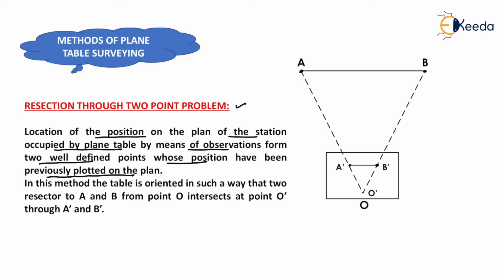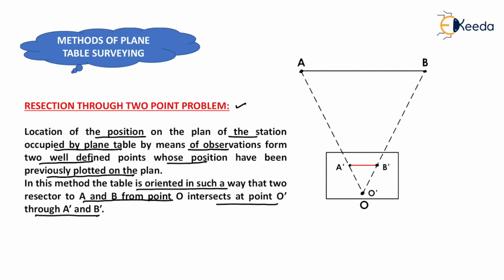Now in this method the table is oriented in such a way that the two rays to A and B from point O intersect at point O dash, which is shown here, through A dash and B dash. In this way, by drawing the rays from O to A and O to B, we can locate the unknown station O in our sheet as O dash. So this is the resection through the 2-point problem.